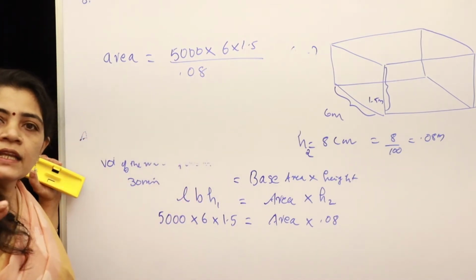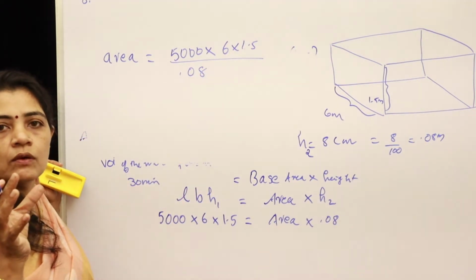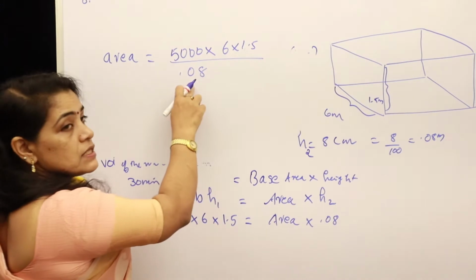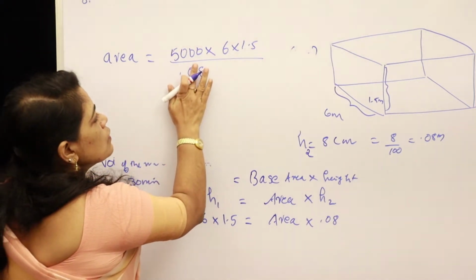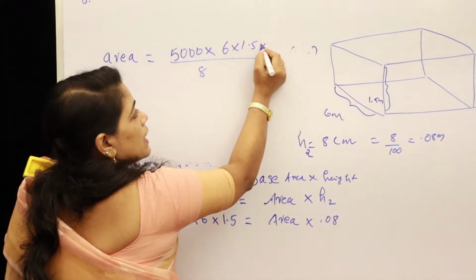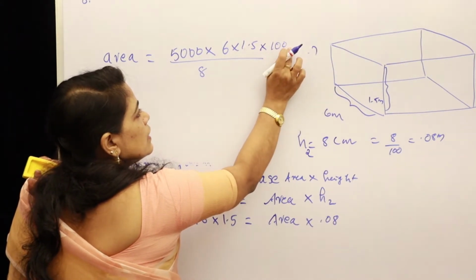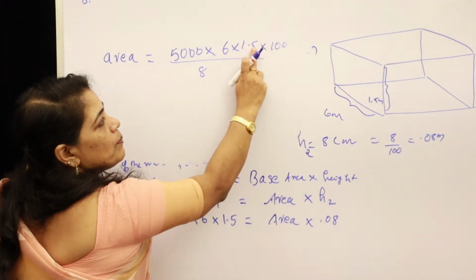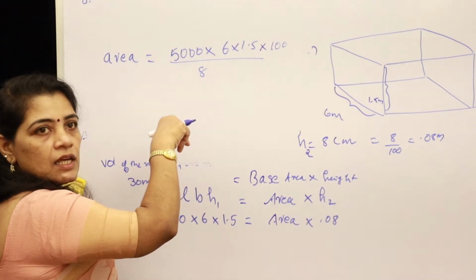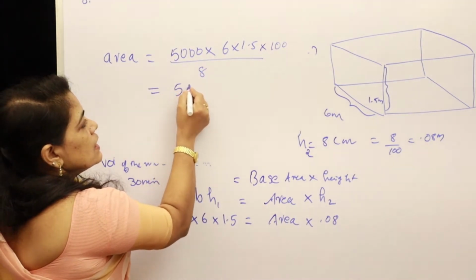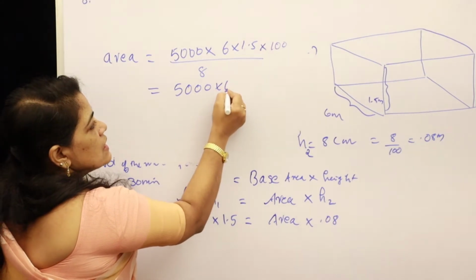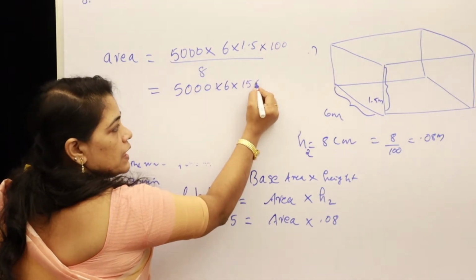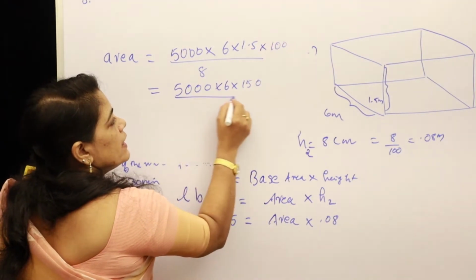Again, a decimal number comes in the denominator, so we have to convert that into a natural number by multiplying with 100, since we have two decimal places. We multiply the numerator also by 100. Now 0.08 becomes 8. By multiplying 1.5 with 100, the numerator can be written as 5000 into 6 into 150, divided by 8.